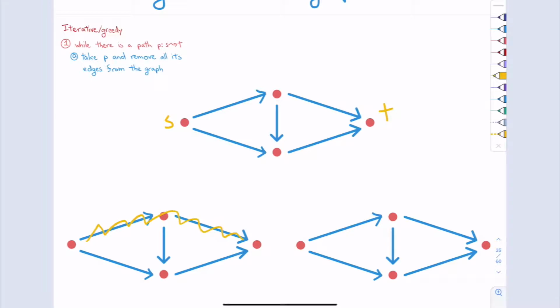I go up. I go down. Right? But, of course, if I had chosen for my first path something like this, I would have nothing left on the right, and I would halt after finding only one path. And this is like the world's simplest graph.